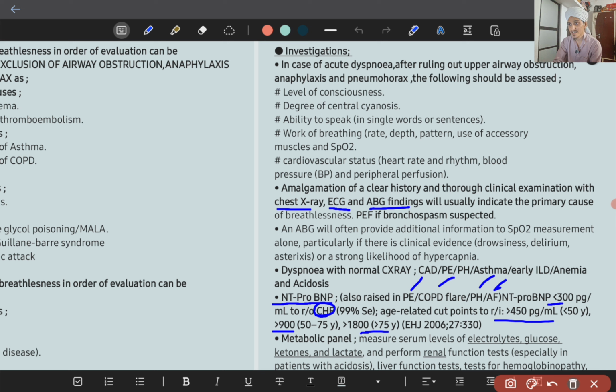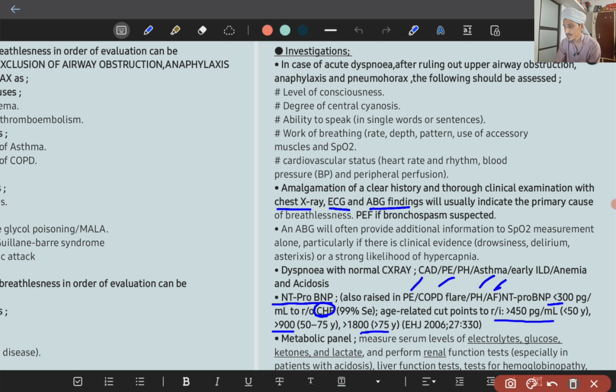If there is a cardiac cause of breathlessness, then NT-proBNP will be more than 450 in patients less than 50 years of age. It will be more than 900 in patients aged from 50 to 75 years, and it will be more than 1800 in patients more than 75 years of age. 450 doubles to 900, 900 doubles to 1800. More than 1800 picogram per ml of NT-proBNP will indicate a cardiac cause of breathlessness.